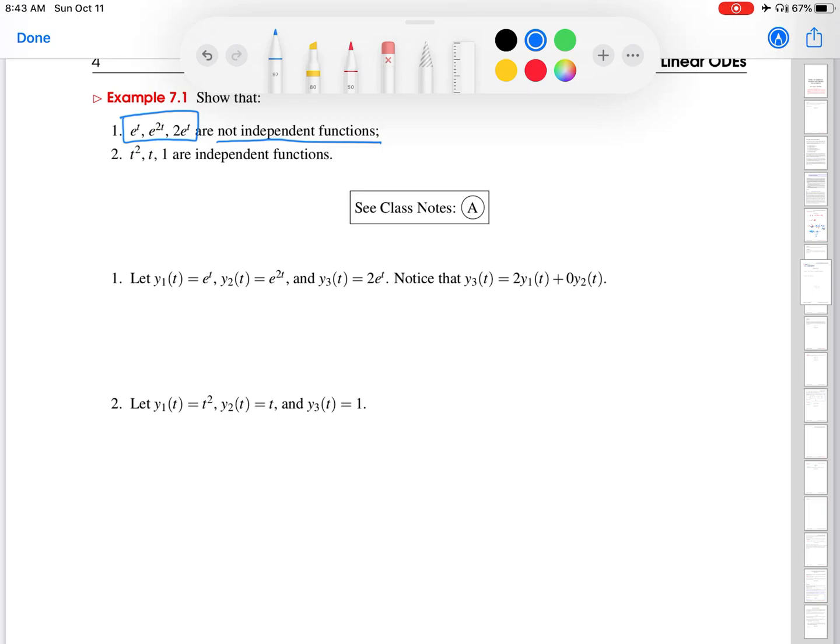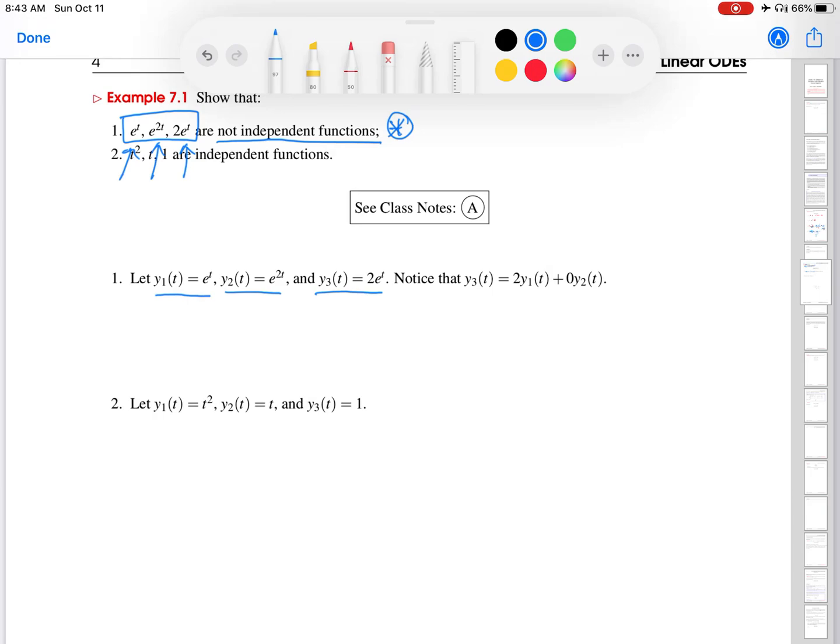Now, when we talk about linear algebra in a few lessons, we will have a very algorithmic and detailed way to do this. But at this point in the course, we don't have that, so we're going to try our best to do without it. So what am I going to say? I'm going to say let y1 be the first function, y2 the second, and y3 the third. And then our job in this particular example, because they're telling us they are not independent functions, is to find a relationship between these three functions that is of the form, one function equals linear combination of the other two.